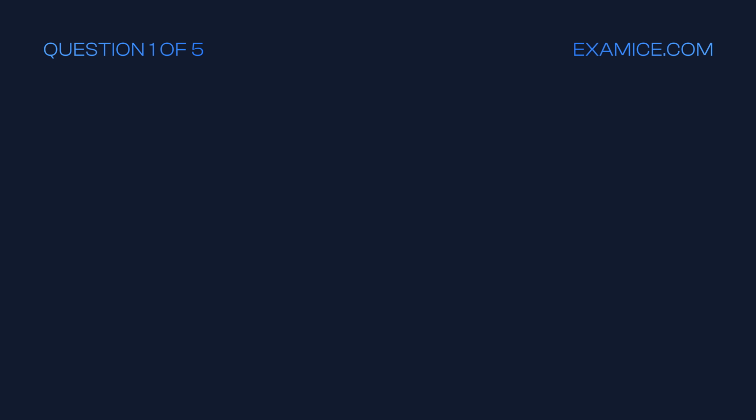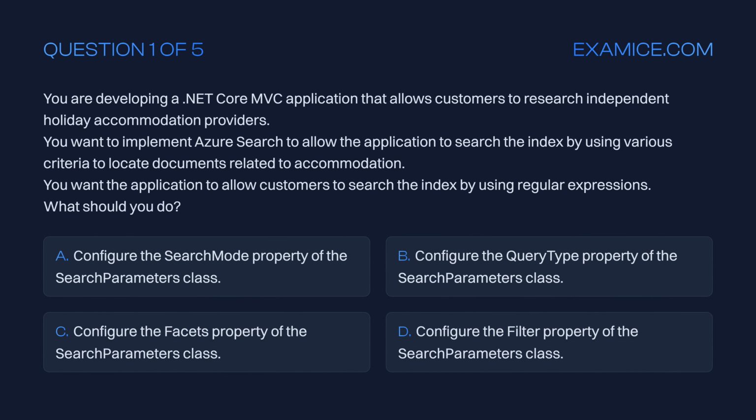Question 1. You are developing a .NET Core MVC application that allows customers to research independent holiday accommodation providers. You want to implement Azure Search to allow the application to search the index by using various criteria to locate documents related to accommodation. You want the application to allow customers to search the index by using regular expressions. What should you do? Option A.